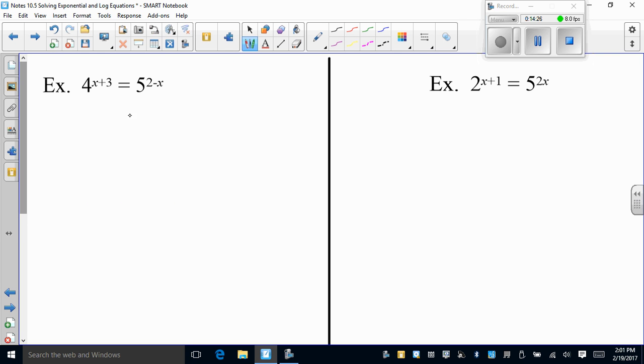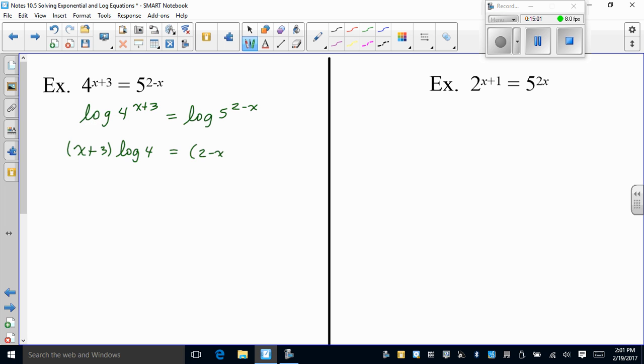Log of 4 to the x plus 3 equals log of 5 to the 2 minus x. First two steps were fine. After that, I kind of messed up. Otherwise, I would have gotten right back to where I was going: x plus 3 log of 4 equals 2 minus x log of 5.